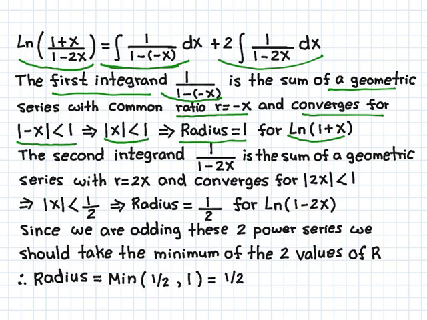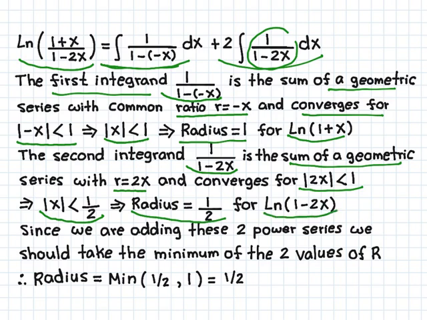The second integrand, 1 over (1-2x), is the sum of a geometric series with common ratio r equals 2x, and converges for absolute value of the common ratio less than 1, absolute value of 2x less than 1. Divide by 2 on both sides, that means absolute value of x less than 1/2. Therefore, the radius of convergence is equal to 1/2 for log of 1-2x. Now, this is very important. We're adding these two power series. We should take the minimum of the two values of the radius.